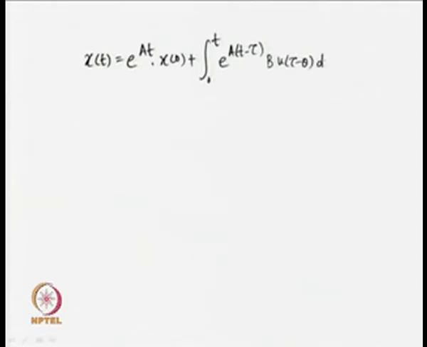So, let me write down the two basic equations once again. x(t) is equal to e^(at) x(0) plus integration from 0 to t of e^(a(t−τ)) b u(τ−θ) dτ.